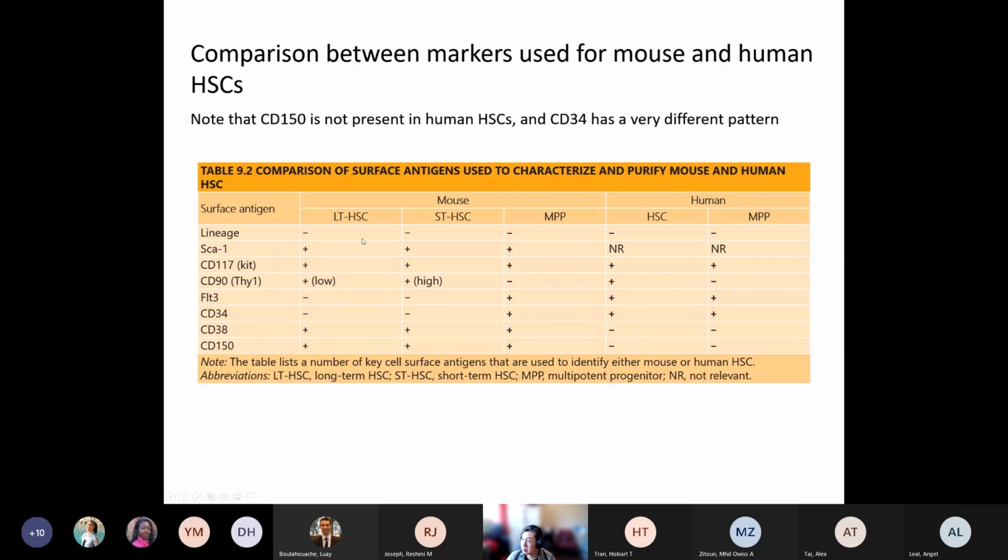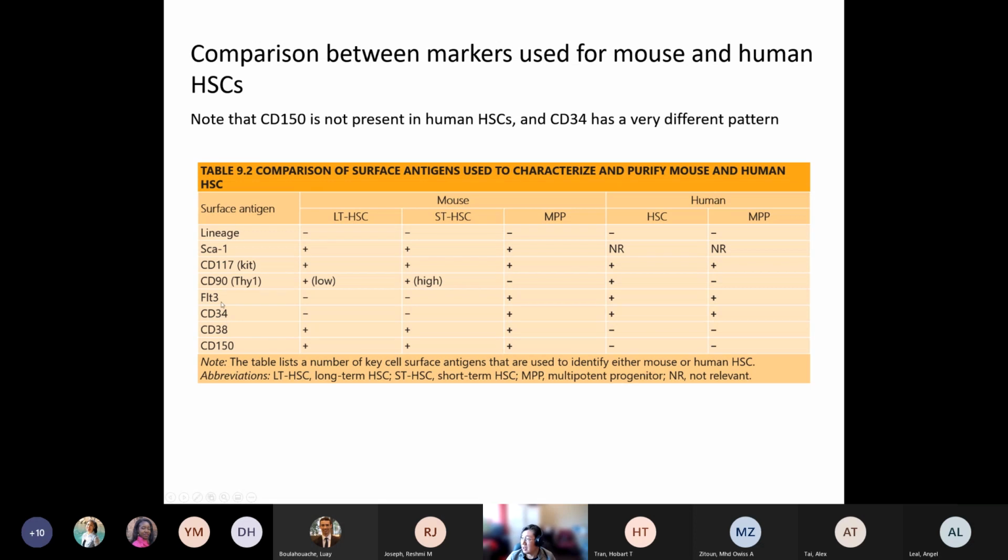So that is true. When you move to SCA1, which is a marker for stem cells in mouse, SCA1 is not even a gene in humans. We don't have SCA1, so that's not available. You cannot determine whether it's positive or negative because we don't have that gene. And then KIT, fortunately, can be used as a marker for mouse and human.